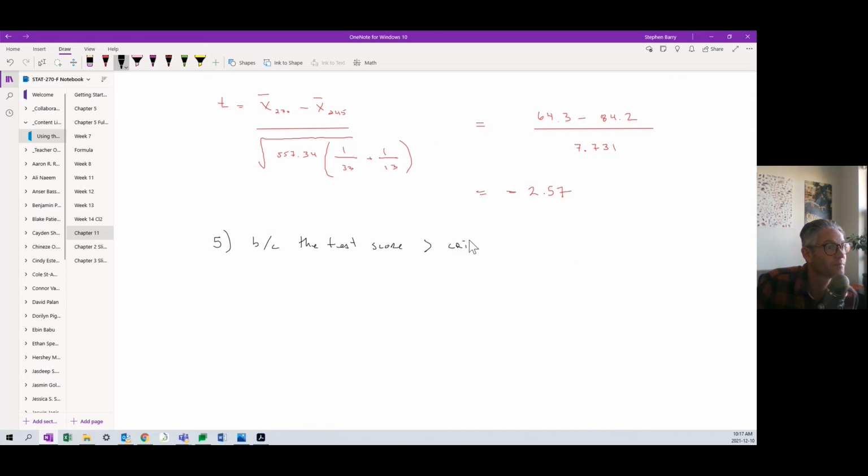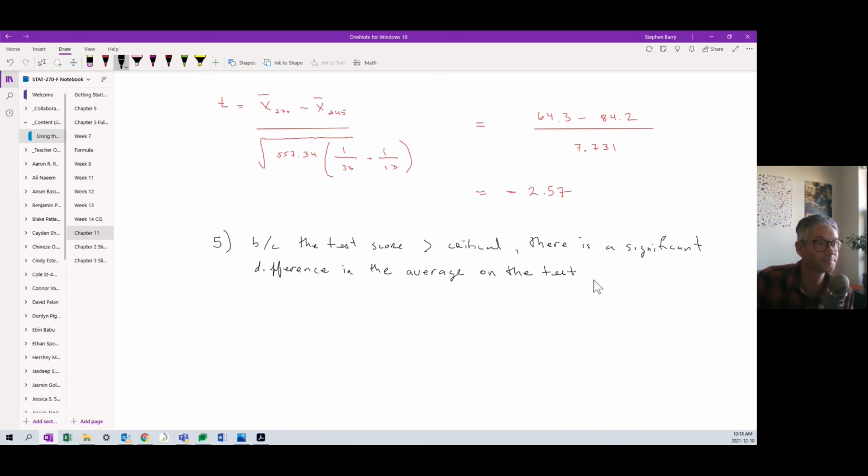So in conclusion, you say because the test score is greater than the critical score, there is a significant difference in the average on the tests. What that really implies is that I should raise the average of your midterm grade. If you're in the business class, maybe I should have scaled that up a little higher.